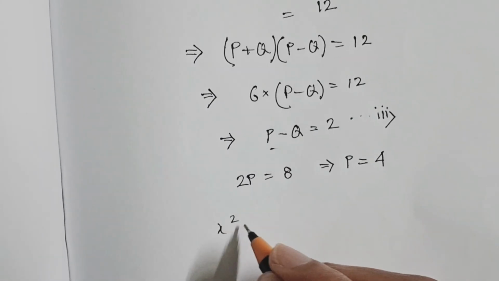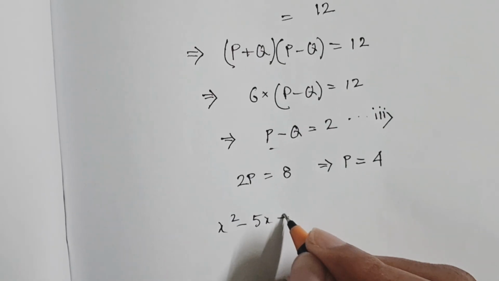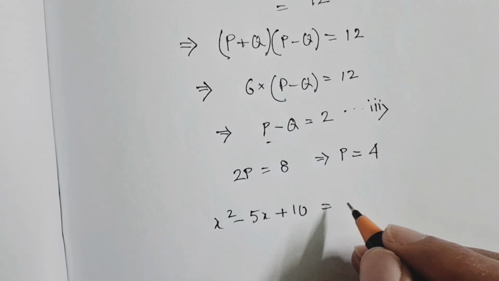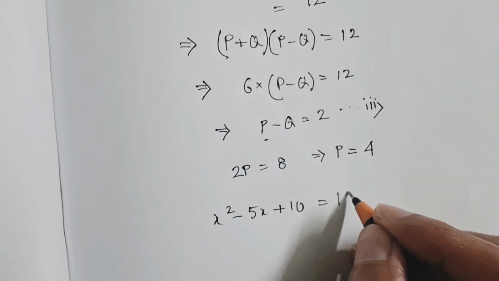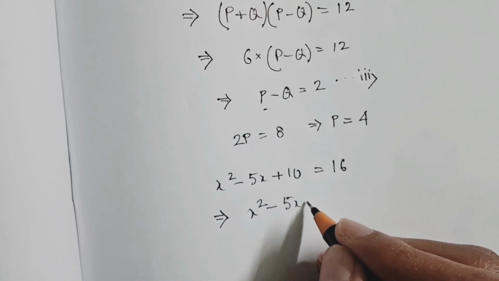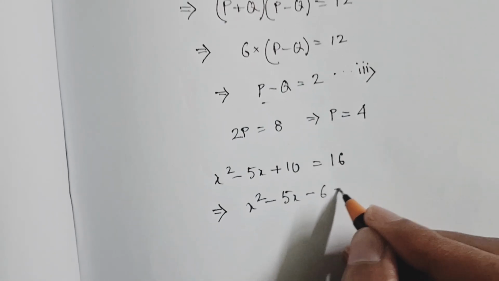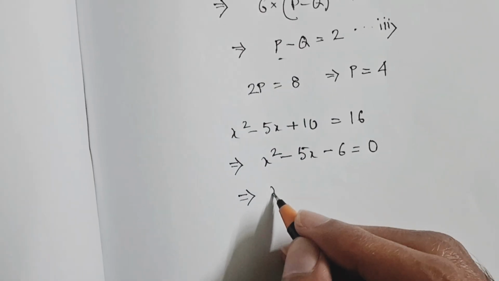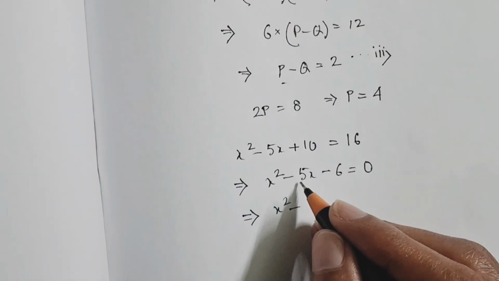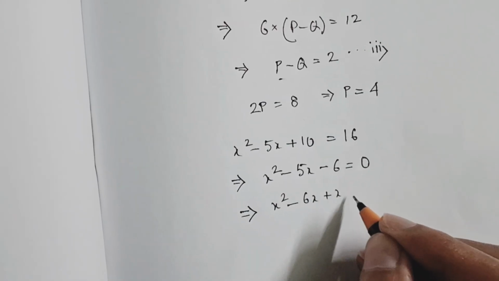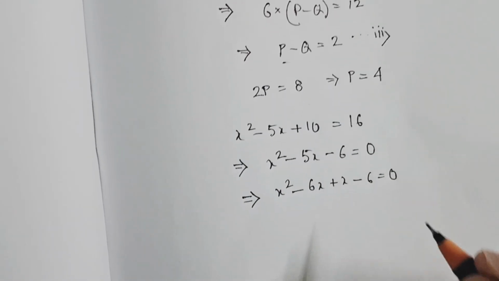We have x square minus 5x plus 10 equal to p square. P square means 4 square, that is 16. We transfer 16 to the left side. We have 10 minus 16, that is minus 6. Now here we have x square minus 5x minus 6. We split this into minus 6x plus x, minus 6 equal to 0.